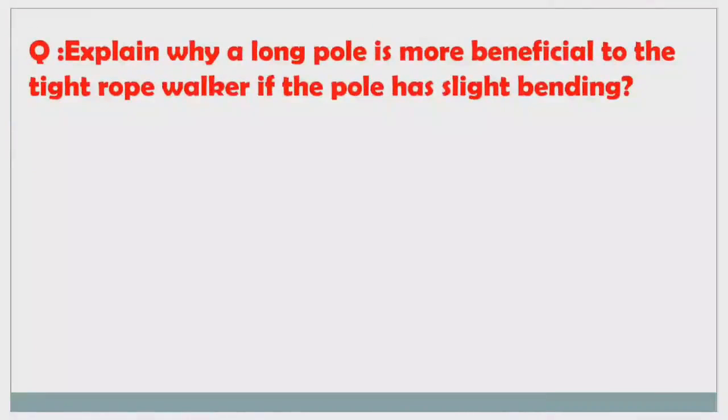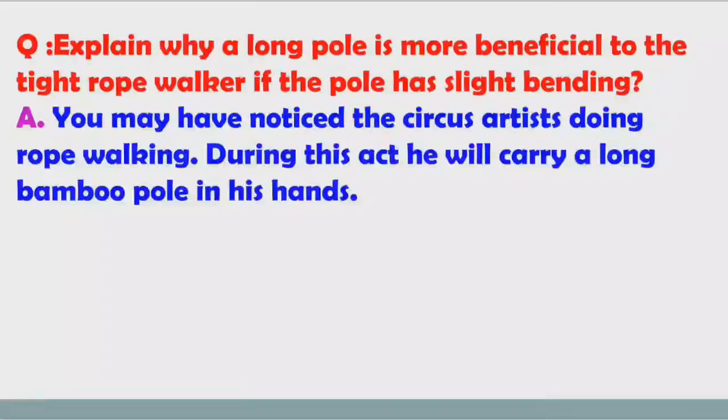Here we will see one textbook question. Explain why a long pole is more beneficial to the tightrope walker if the pole has slight bending. What is the use of the long pole for the rope walker? You may have noticed the circus artist doing rope walking. During this act, he will carry a long bamboo pole in his hands.